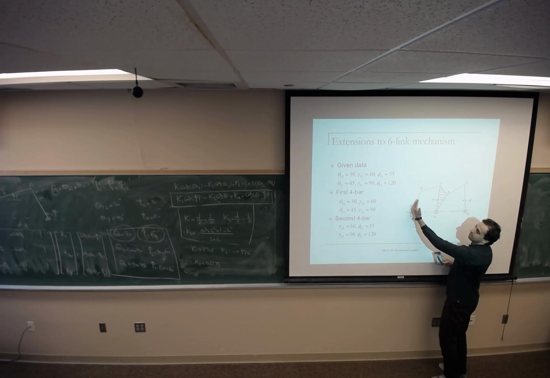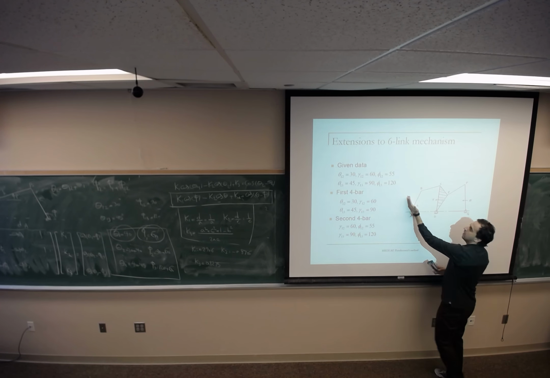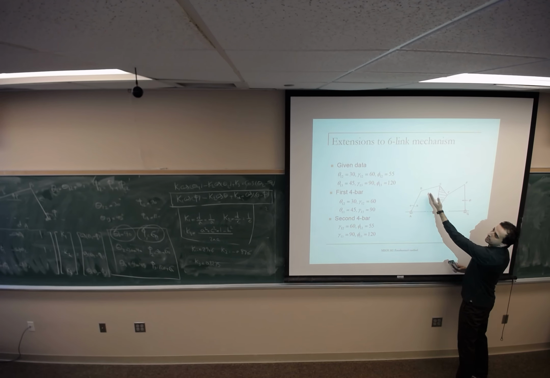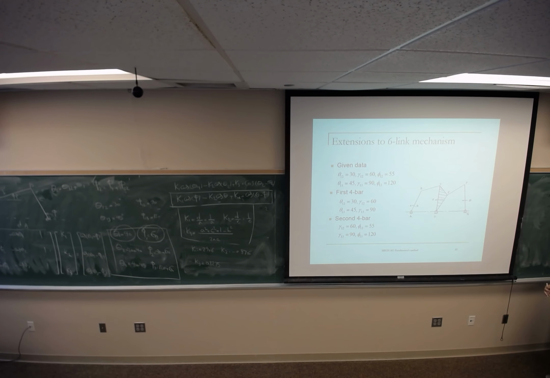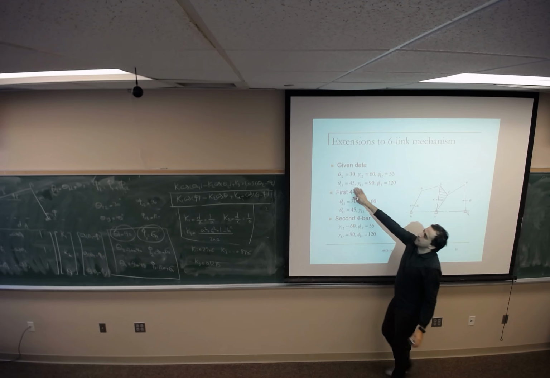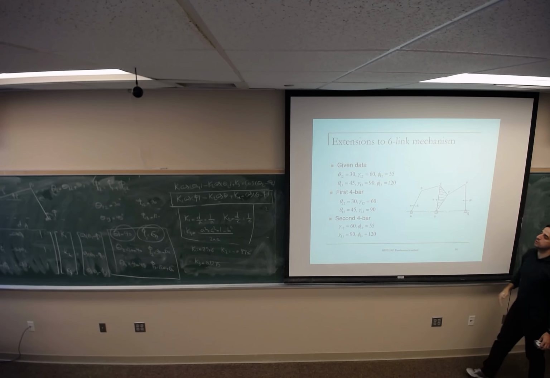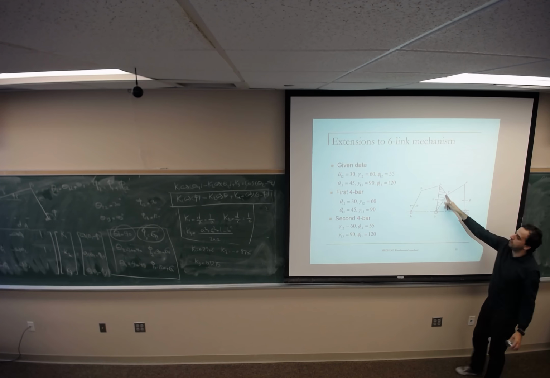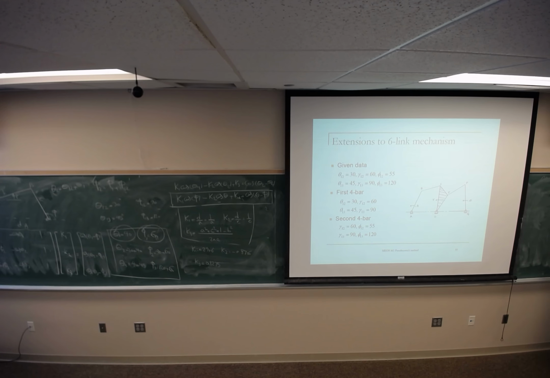Means when I rotate this input link at the starting point by the angle of 30, I would like this tenor link to rotate by 60 degrees, and this output link to rotate by 55. And when I rotate this by 45 degrees, I would like to rotate this coupler, this tenor link, by 90 degrees, and this should be rotated by 120 degrees.